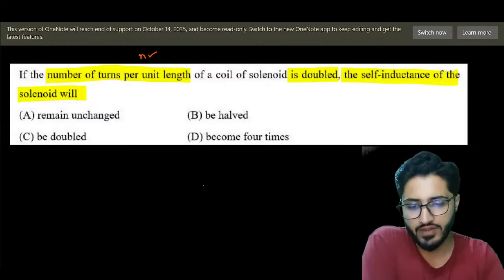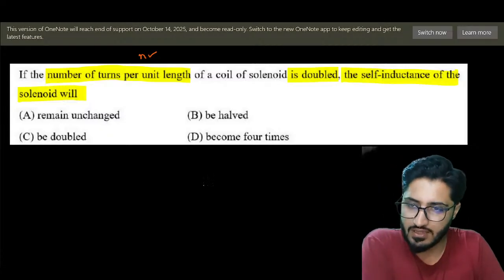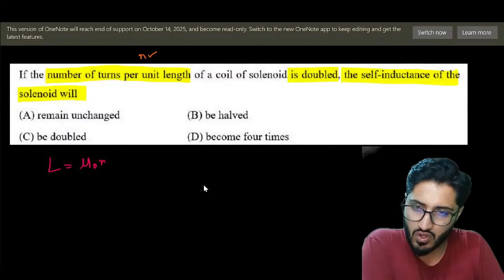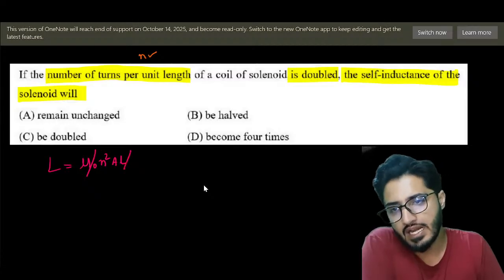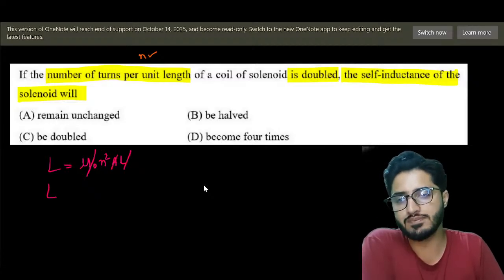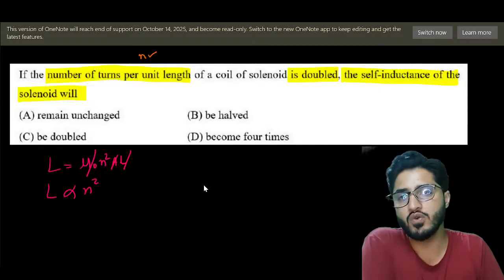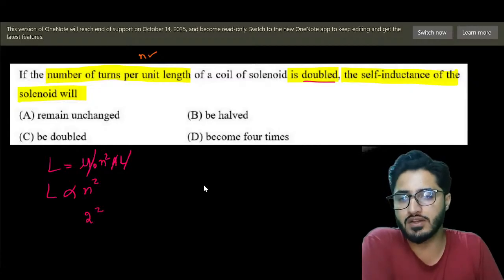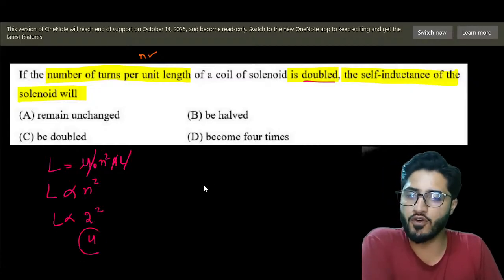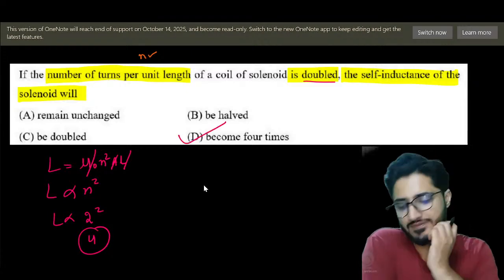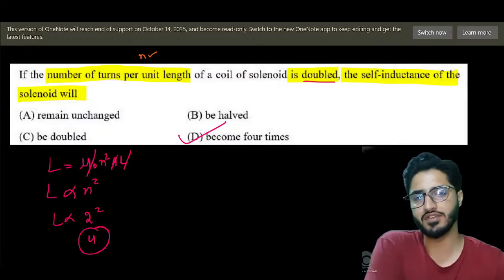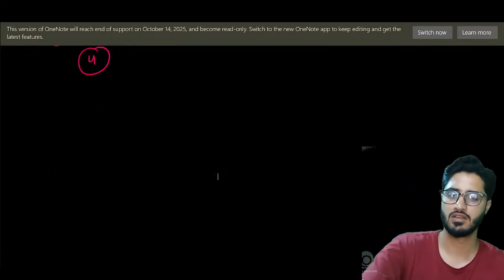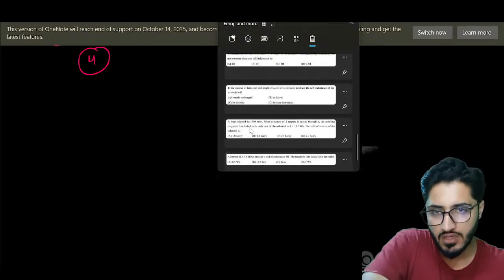Okay, so how can we proceed in this numerical? What is L? Sir, I guess L equals mu naught n square A l. A and l are constant, so L is proportional to n square. If n is doubled, I can write it as 2 square. It came out to be 4, no? So L becomes 4 times. Easy or super easy? I hope it is super easy, no?